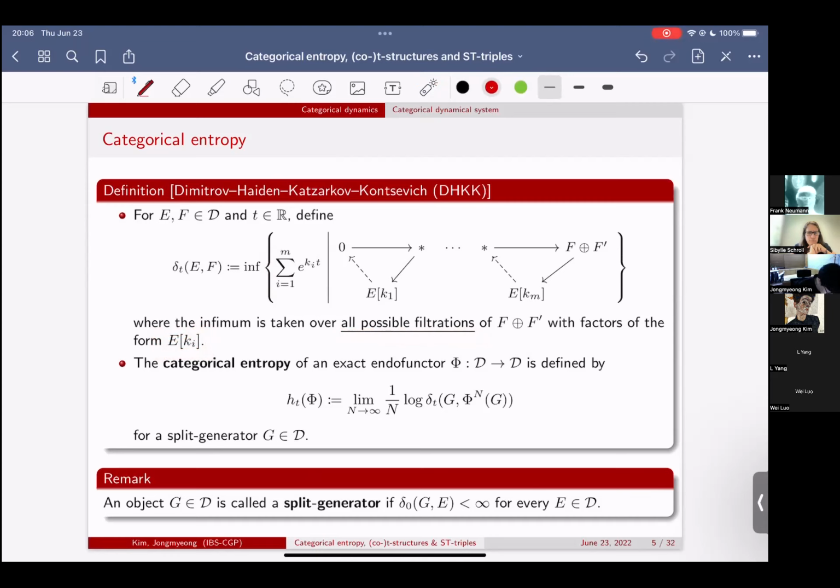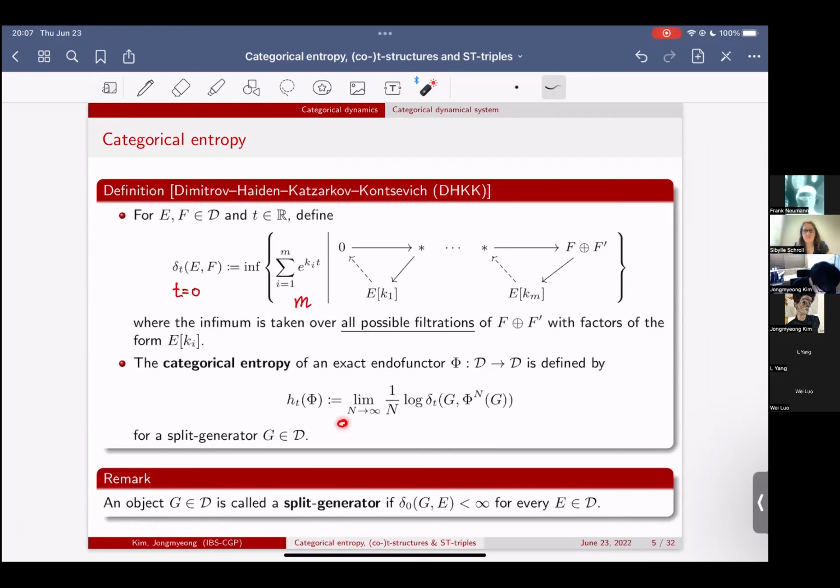If t equals 0, this number is just m. What is m? It is the number of the factors of this filtration. In other words, this infimum is taken over all possible ways of split generating F by E. And in general, if t is not equal to 0, we add some weights by these shifts.